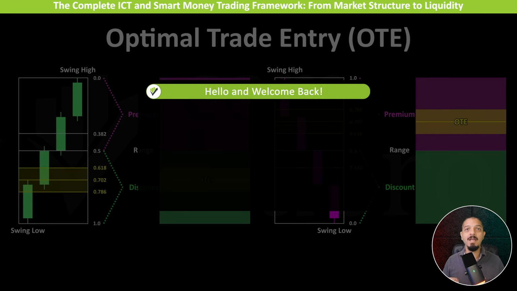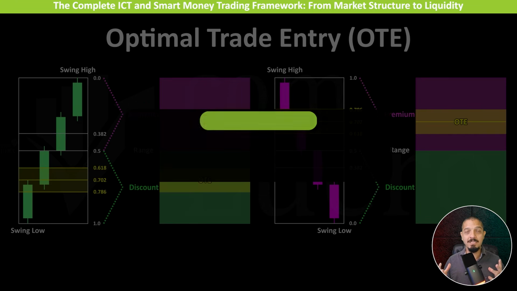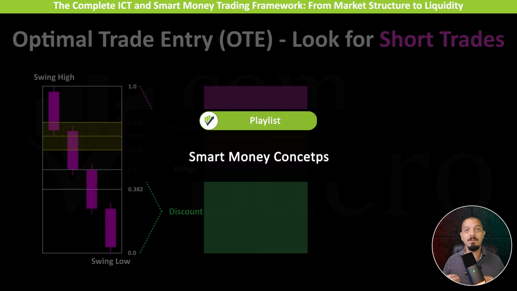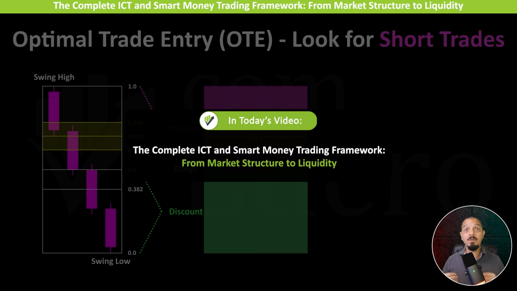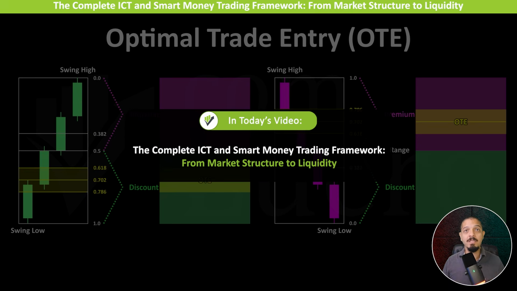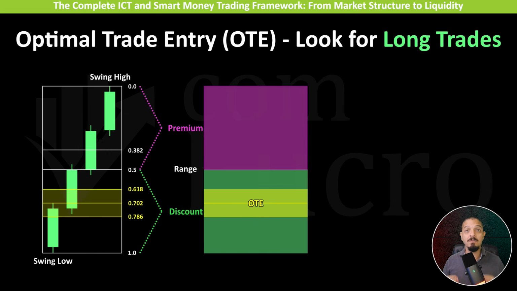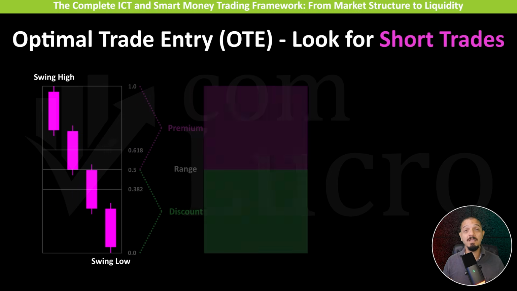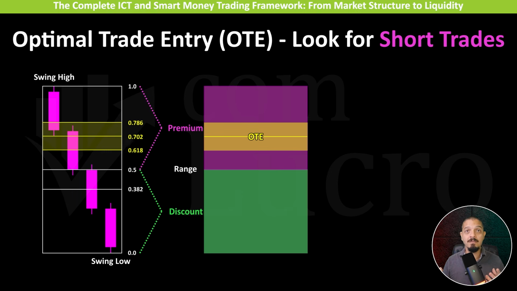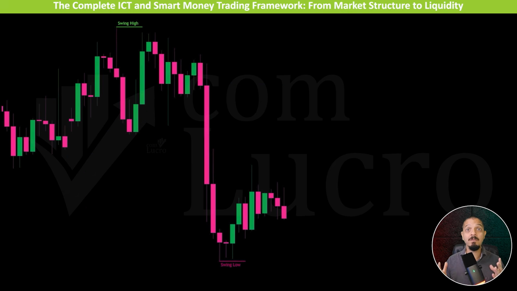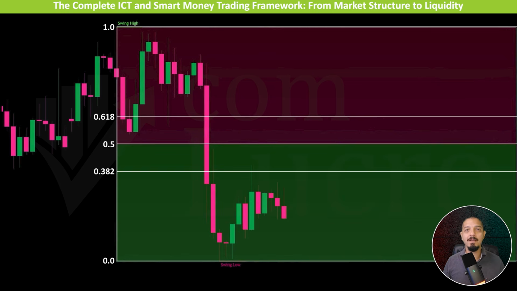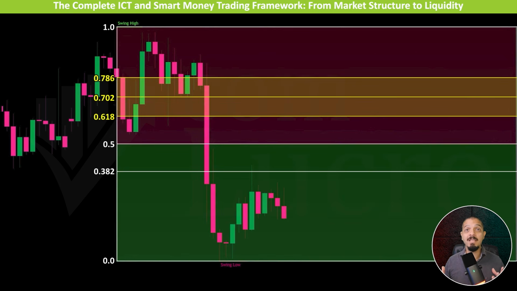In this complete guide to smart money and ICT concepts, you will learn how to define market structure, mark swing highs and swing lows, and understand how buy-side and sell-side liquidity drive price from one level to another. We will break down equal highs and equal lows, fair value gaps, order blocks, discount and premium, and refine execution with optimal trade entry using Fibonacci.